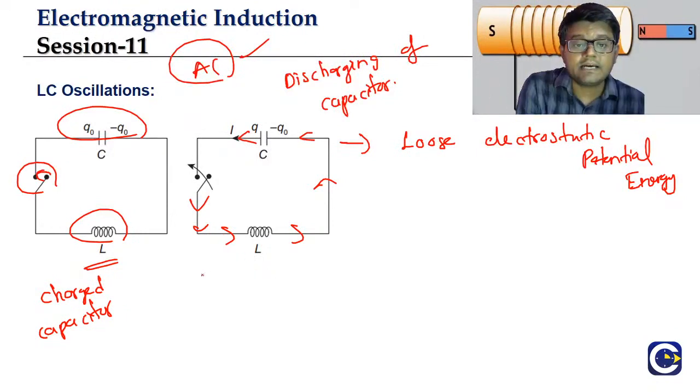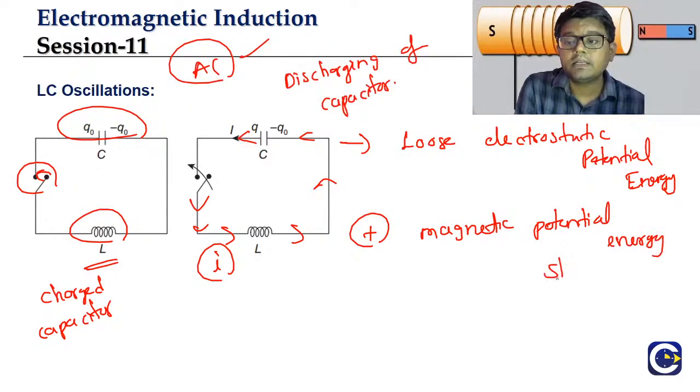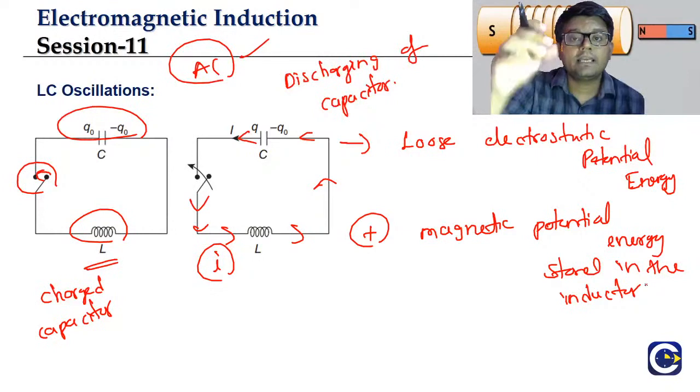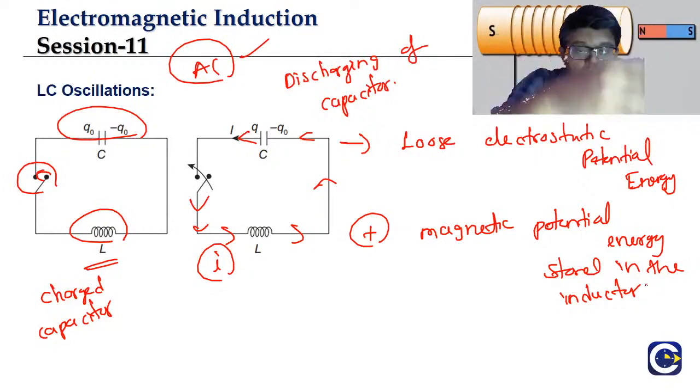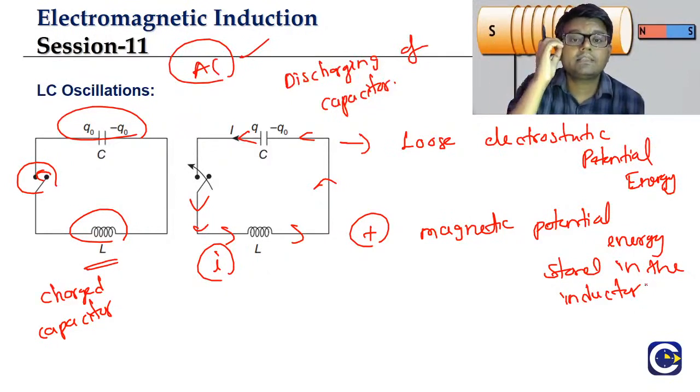When you are establishing current in the circuit, you are adding it to the magnetic potential energy stored in the inductor. So first, when we are establishing current in the circuit, we are making a transfer of energy from the electrostatic energy inside the capacitor, which is being lost, and it is getting converted into the magnetic potential energy inside the solenoid or the inductor.